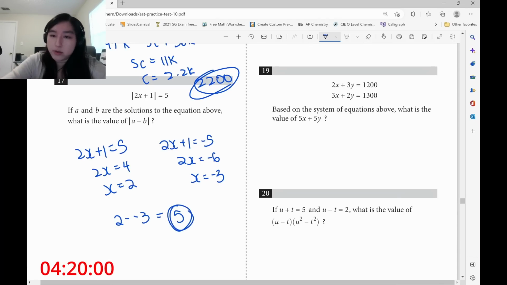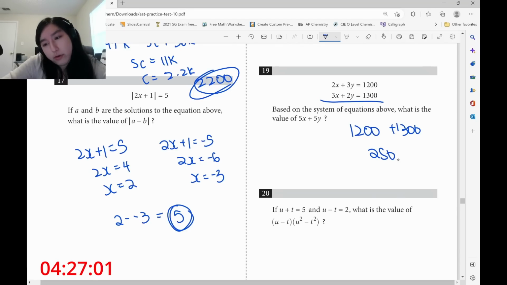Alright, what is our system of equations? Well, we can just add them up. This is just going to be 1200 plus 1300, 2500. That's it. Let me write it better.